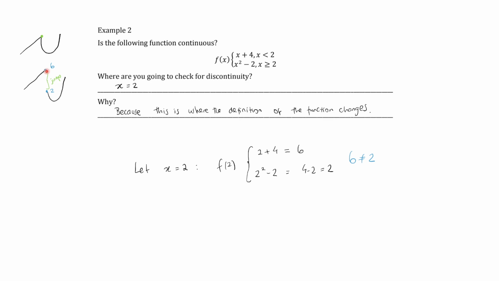Okay, so let's write that down. Since 6 is not equal to 2, this indicates there is a jump, and so the function is not continuous.